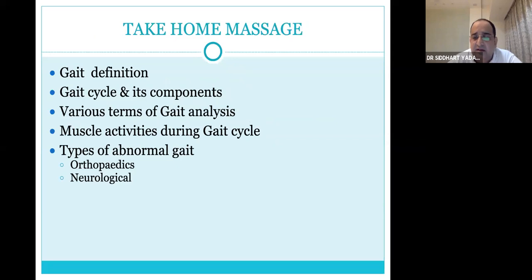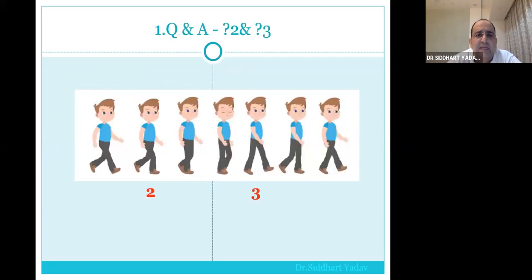Now, the take-home message is you should know the gait definition, because you have to see this presentation 2-3 times. It's quite boring as such. Also know the gait cycle components, the various terms used in gait analysis, the muscles involved in different gait cycles, some of the orthopedic abnormal gaits, and also a few neurological gaits.